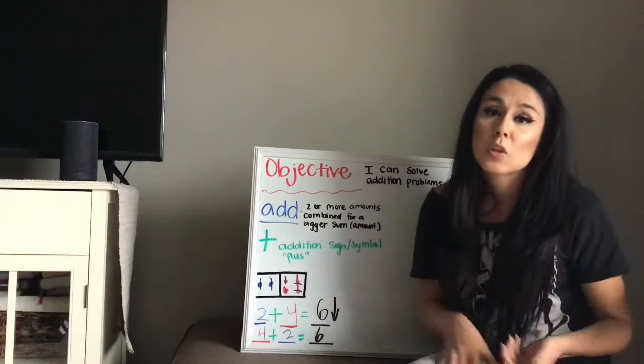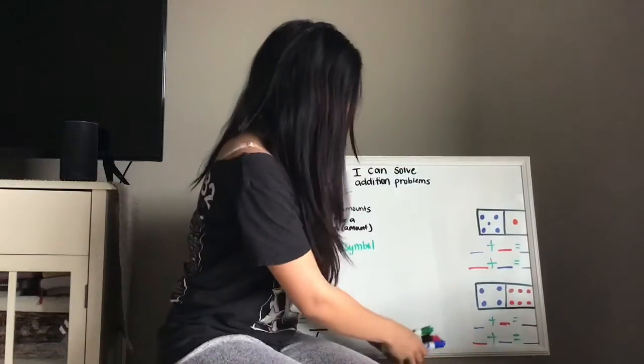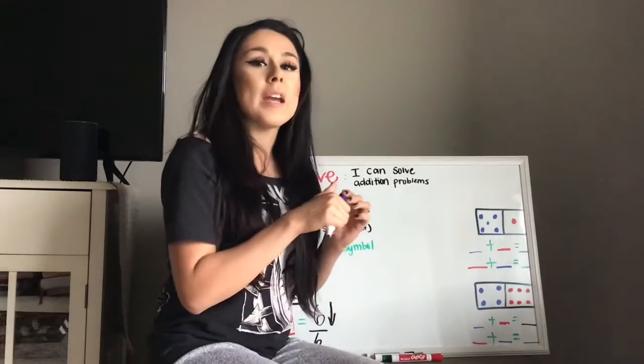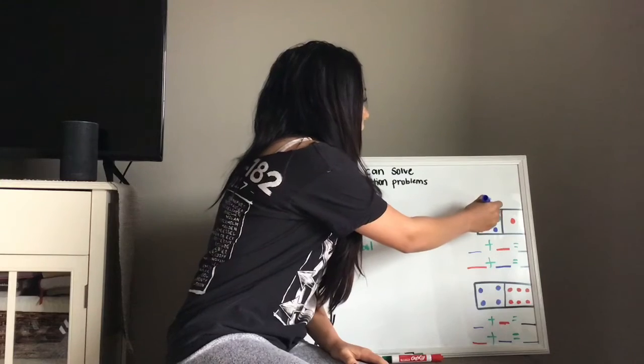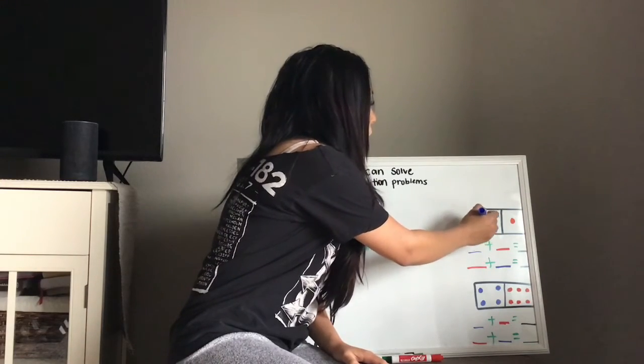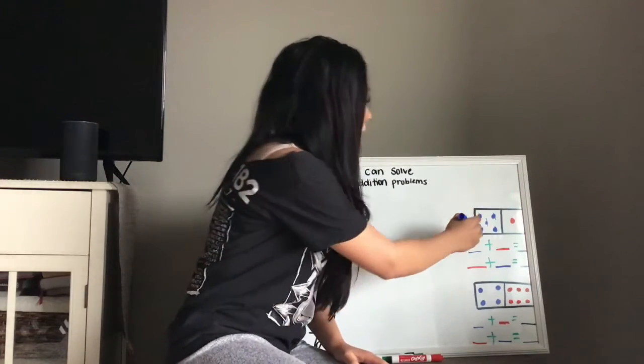We just switched the order that the dots were in. So let's go ahead and do a little bit more practice together. So let's go ahead and count the blue dots together. Are you ready? 1, 2, 3, 4, 5. I'm going to write a 5.